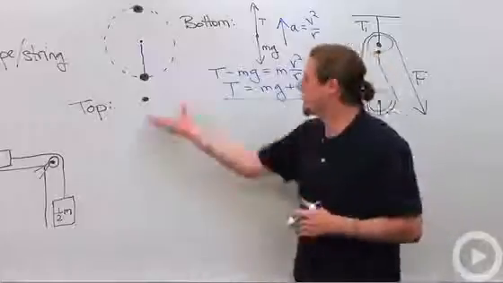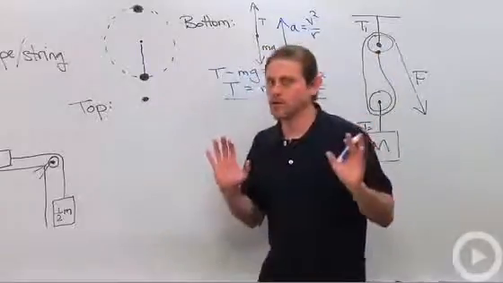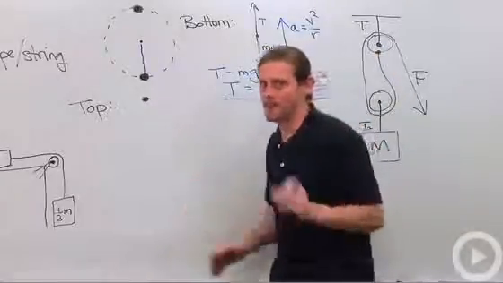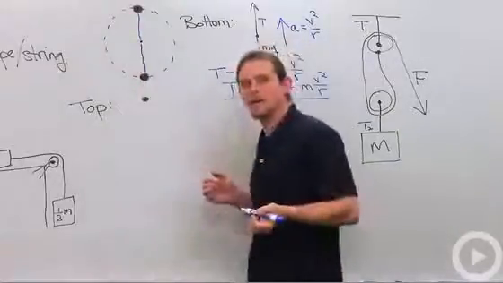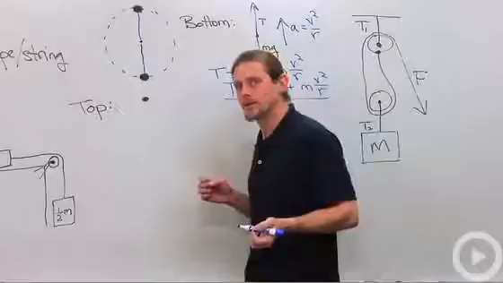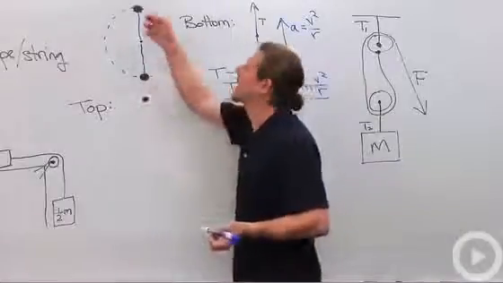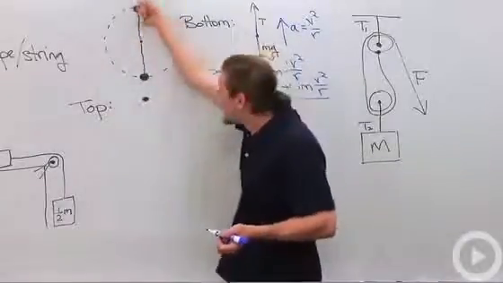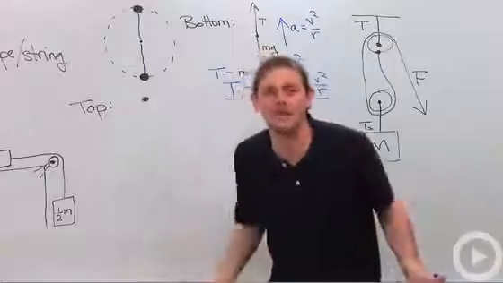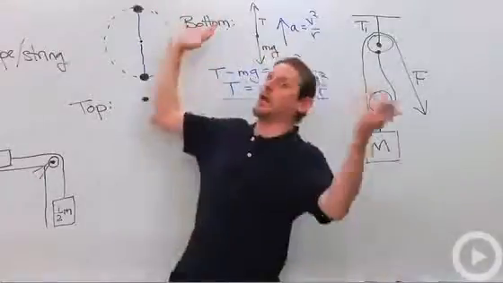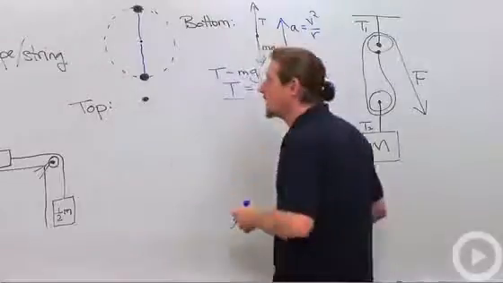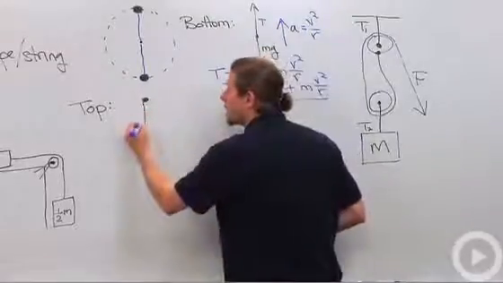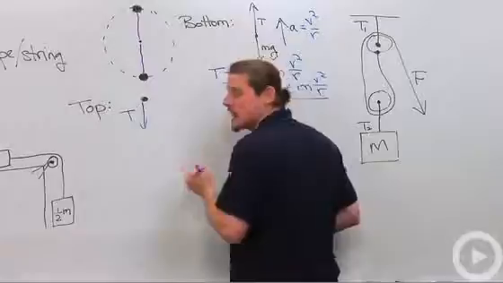All right. What happens at the top? Now this is where people get all messed up. At the top, where's the string? Well, it's like that. So what direction is the tension force in? Strings can only pull. It's pulling down. It can't do anything else. That string can't push it up. The string would just go limp before it did that. So at the top, we have a tension force acting down.